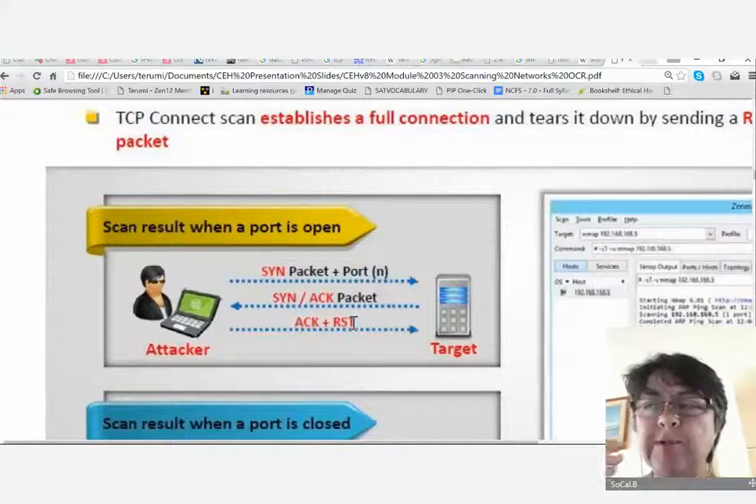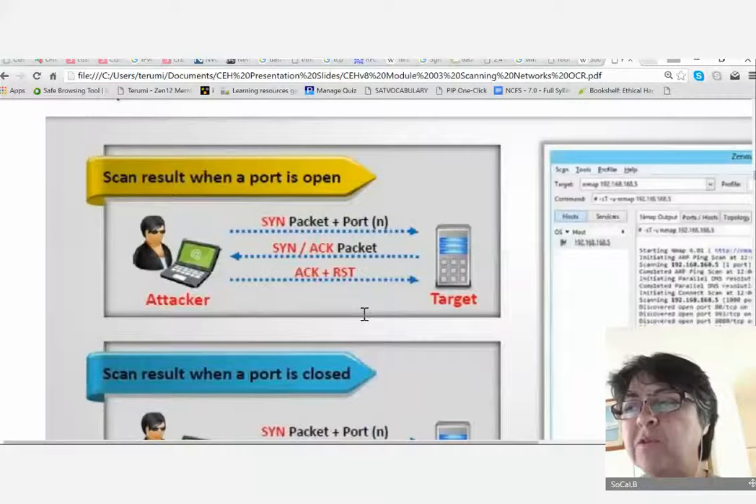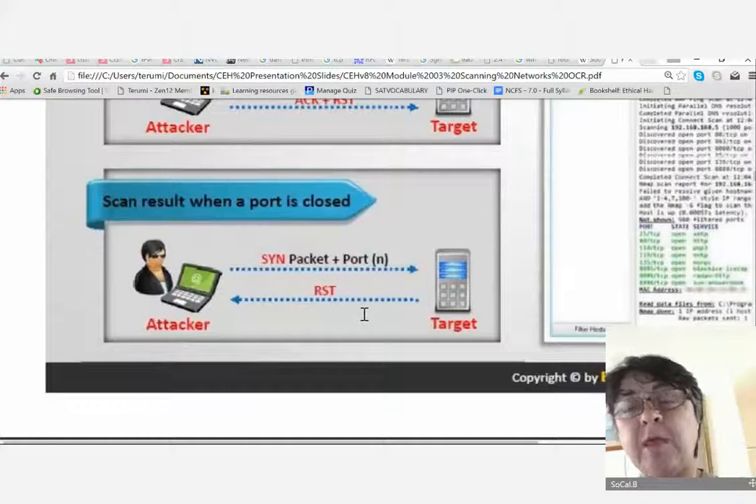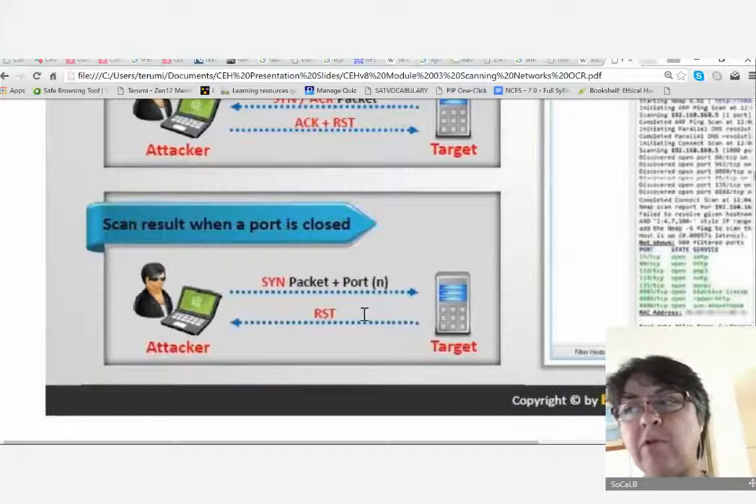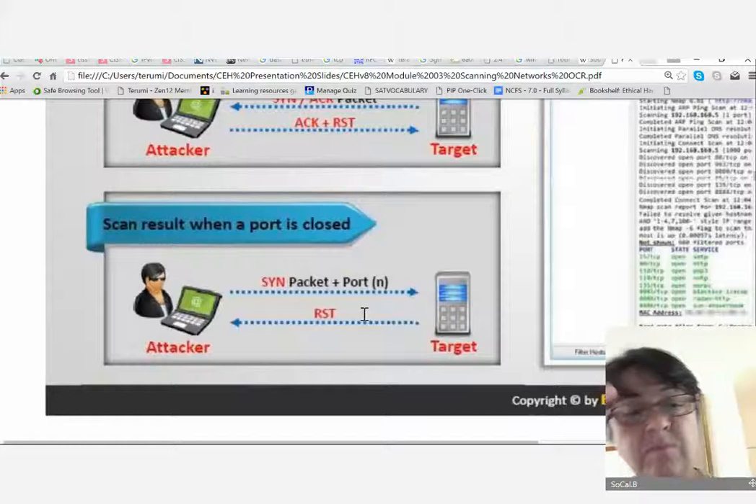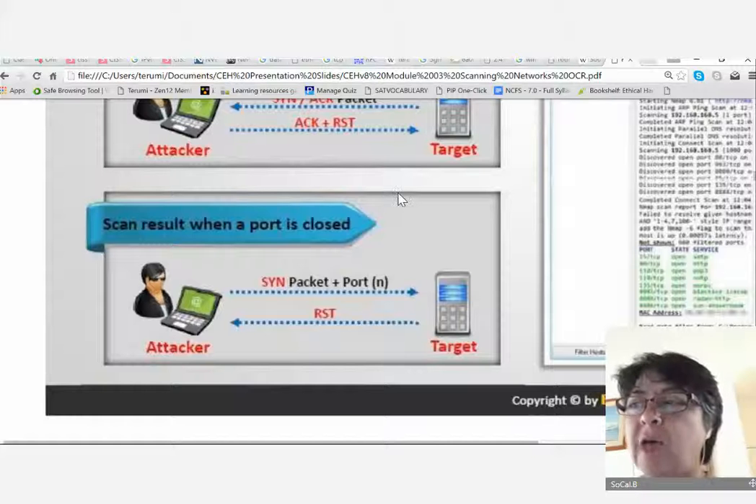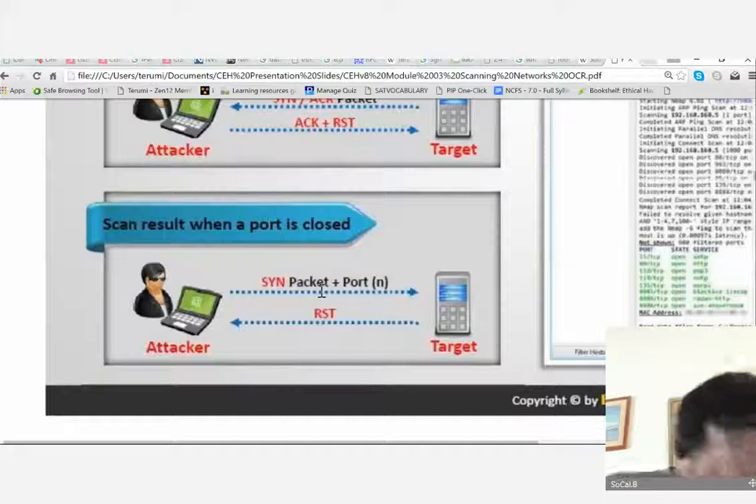And if the port is open, you're going to get a SYN ACK back. If the port is closed, you're going to get a reset back from the target. The scanner is looking for, am I getting a SYN ACK back or a reset back? And then you make a list: this one's open, this one's closed, this one's open, this one's open, this one's closed. Okay, so that would be the full connect scan. The end result is you want to know if the port is open or not.